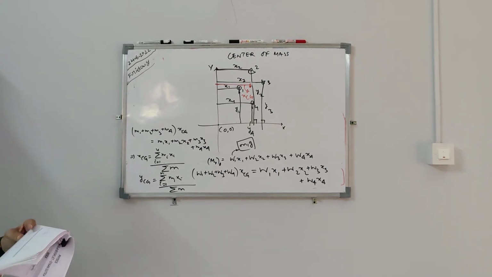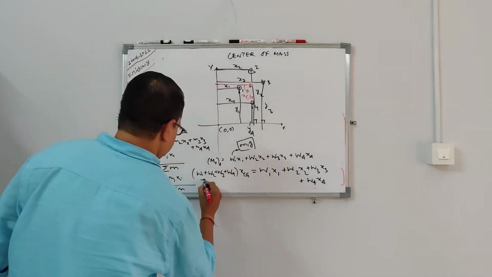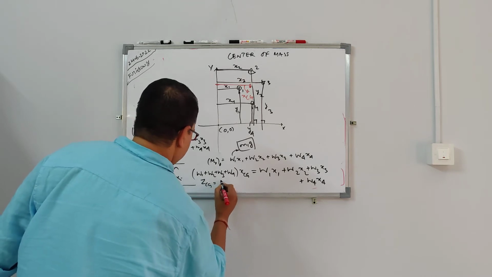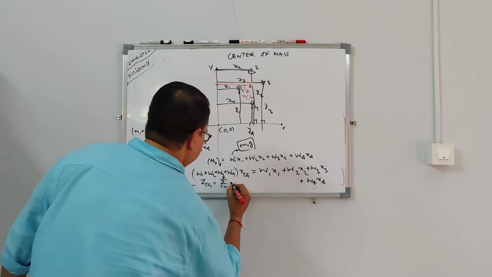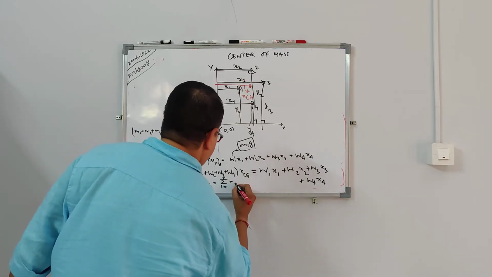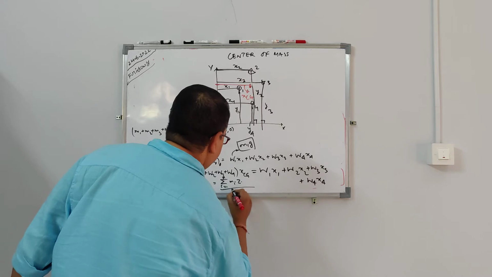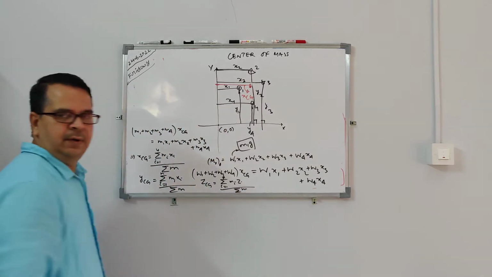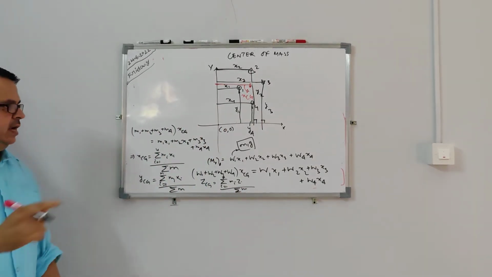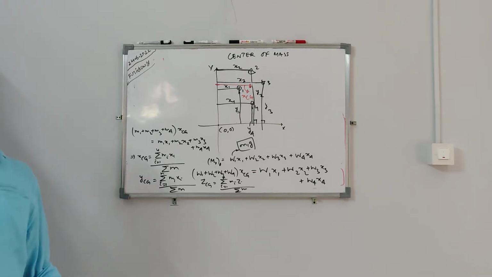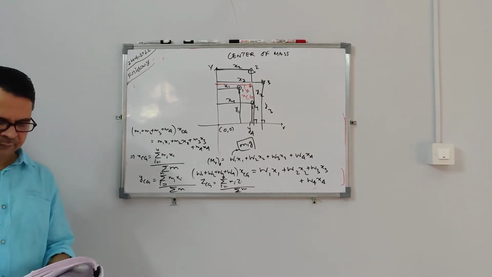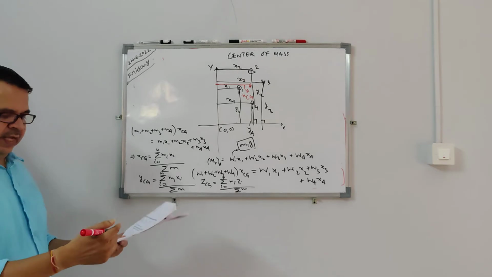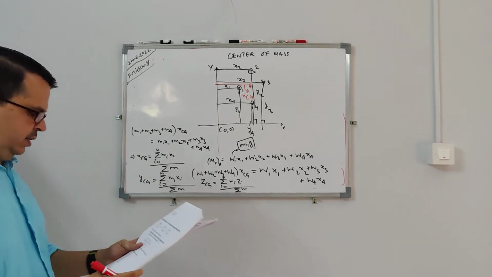Understood. So similarly, Z CG also will be for the other coordinate axis: sigma i equals 1 to N of m_i z_i divided by sigma m. Now you understand why I have put weight first, because weight is nothing but a force. So force can cause a moment. Force into distance is the moment. This has a very good implication.